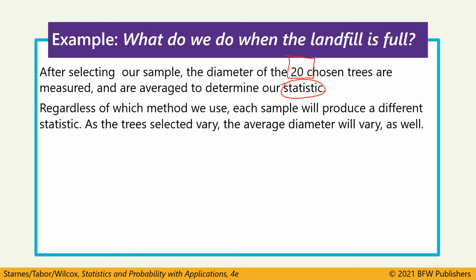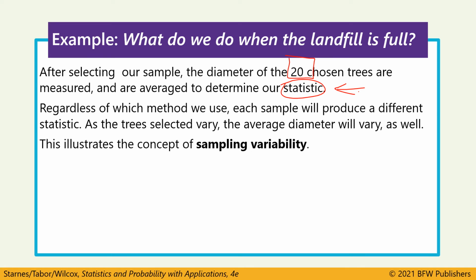Now, regardless of which method we used, whether it was the slips of paper or a number table or a number generator, every sample of 20 trees that we take is going to give a different statistic, meaning that if you did this and I did this, we would get a different average diameter of 20 trees. Statistics vary, parameters don't vary. There's some true average diameter of all of these trees, but when we just take 20 of them, it's going to jump around a bit.